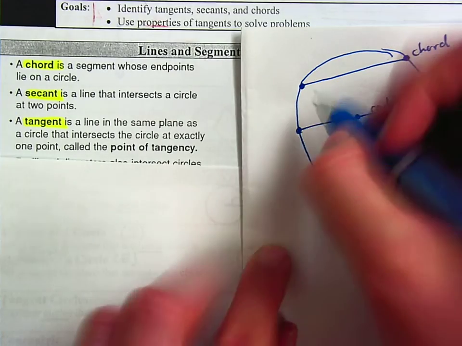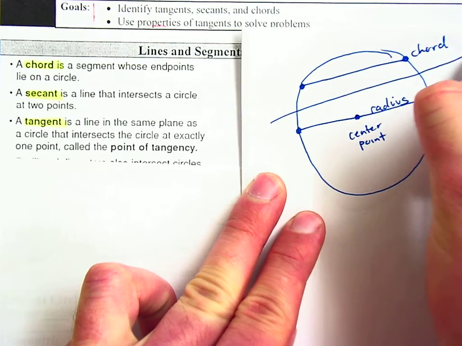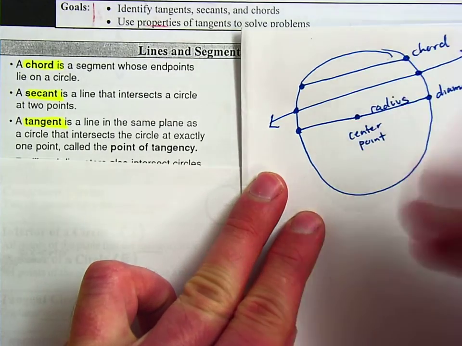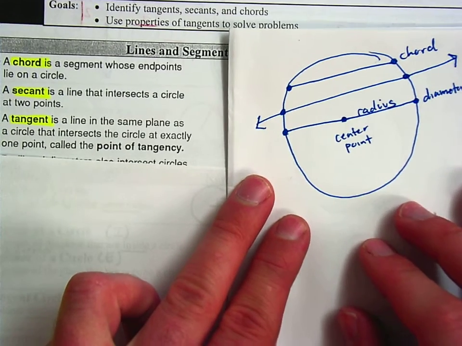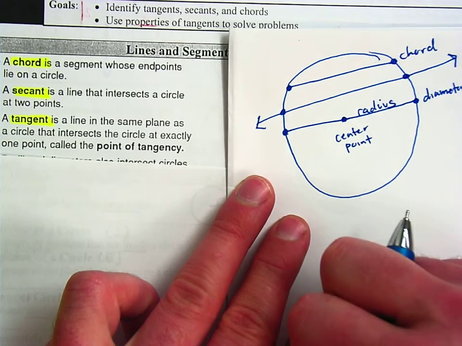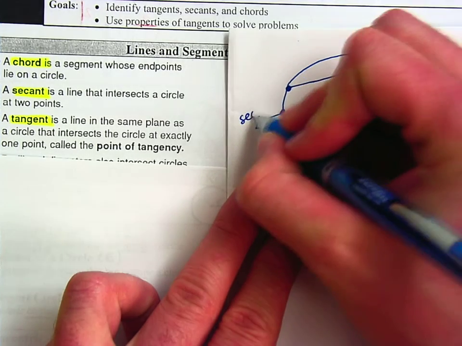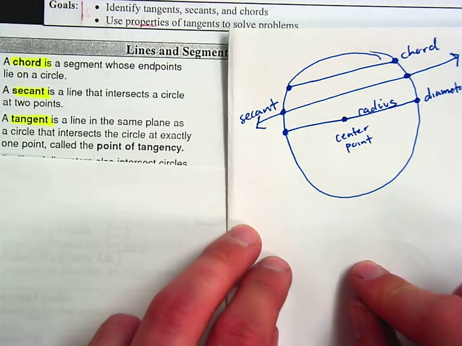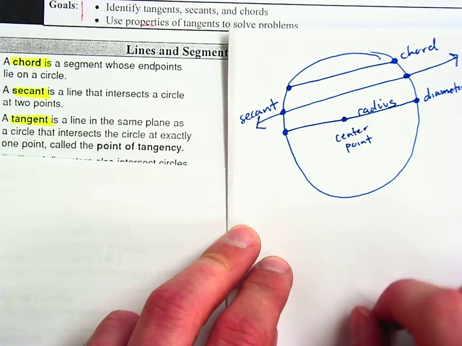A secant is kind of like a chord. It touches the circle in 2 points, but the secant isn't a line segment. The secant is a whole line, meaning it goes on forever in either way. So this right here is a secant. Right? It intersects the circle in 2 points, right here and right here.